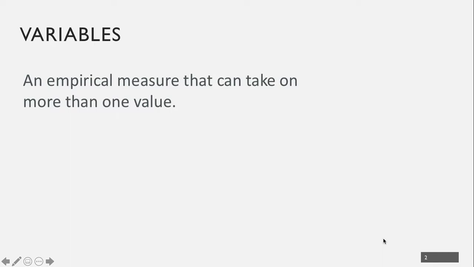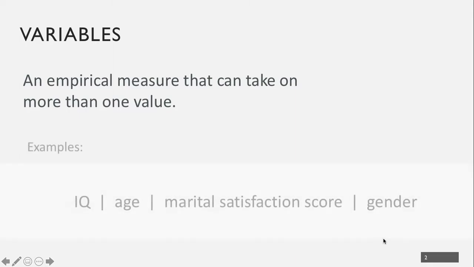Or another example, race. A person could be white or black or Native American or Hispanic or Asian, a variety of things. And so different people are still going to give different responses. So it's going to vary. So, some examples: IQ, age, marital satisfaction score, gender. All these things are going to vary depending on who is responding.